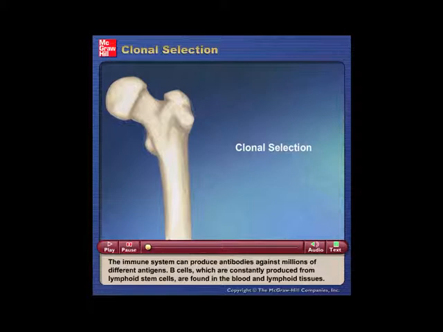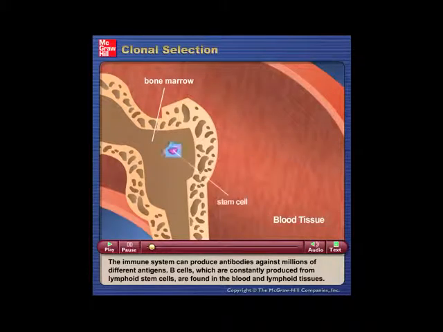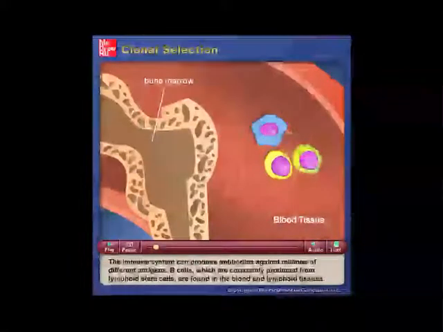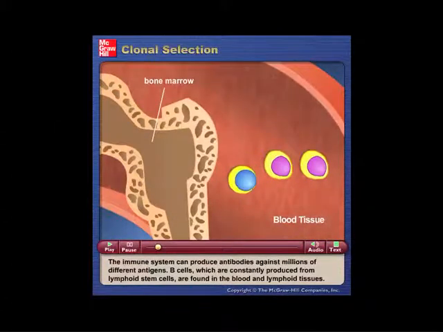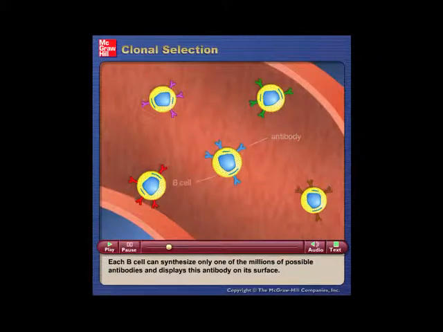Let's review this animation on clonal selection to see if we can bring some perspective to the whole situation. The immune system can produce antibodies against millions of different antigens. B cells, which are constantly produced from lymphoid stem cells, are found in the blood and lymphoid tissues. Each B cell can synthesize only one of the millions of possible antibodies and displays this antibody on its surface.